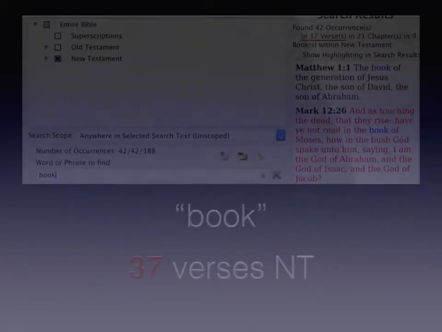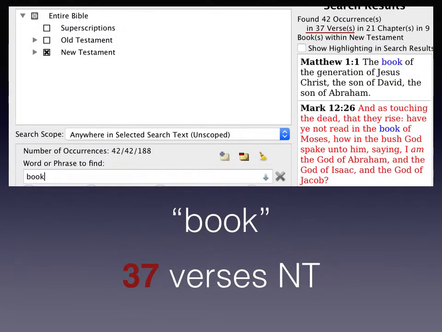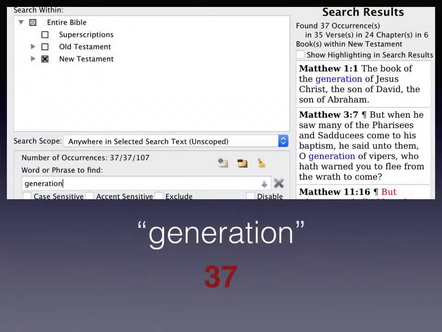Now let's start. Okay, the word book occurs in 37 verses of the New Testament. All right, so right out the gate, the first significant word in the verse is connected with the number 37. The word generation occurs 37 times in the New Testament of the King James Bible. Okay, the word generation contains the word gene. Remember the 37 genes in the mitochondrial DNA.